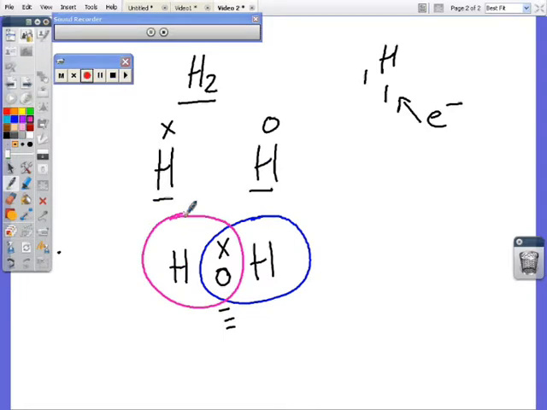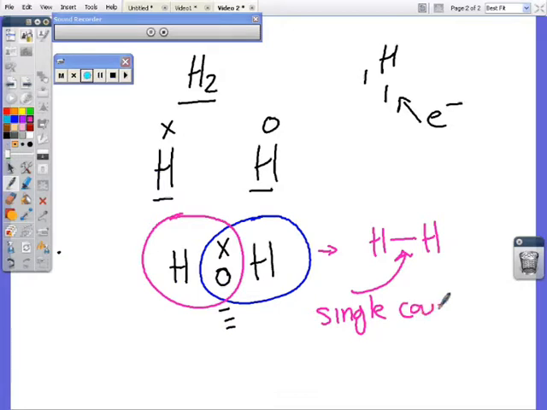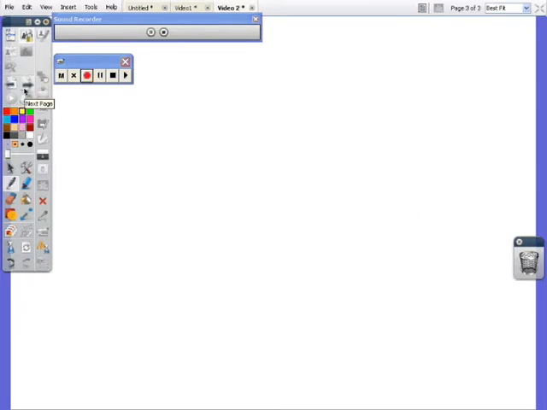Now let's have a look at what that means. Well, we can draw that shorthand by just one straight line, and that line represents what we call in chemistry a single covalent bond. And the reason why it is a single covalent bond is very simply because there is 1 electron from each atom in the bond. And that is the simplest type of bonding that you will get in terms of covalent bonding. Right, let's have a look at another covalent bond.